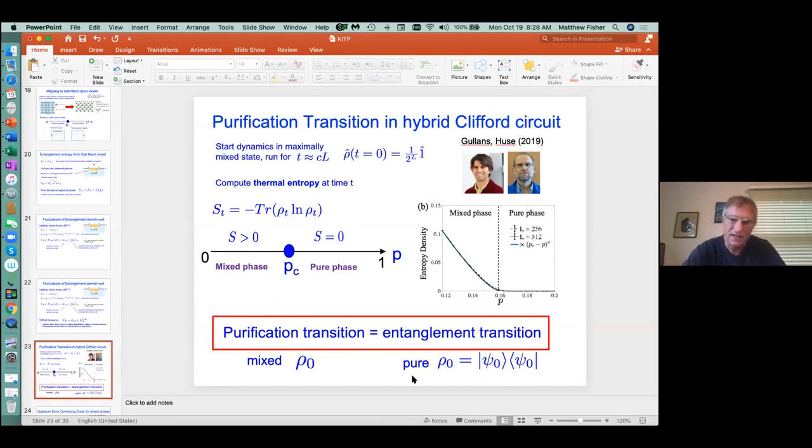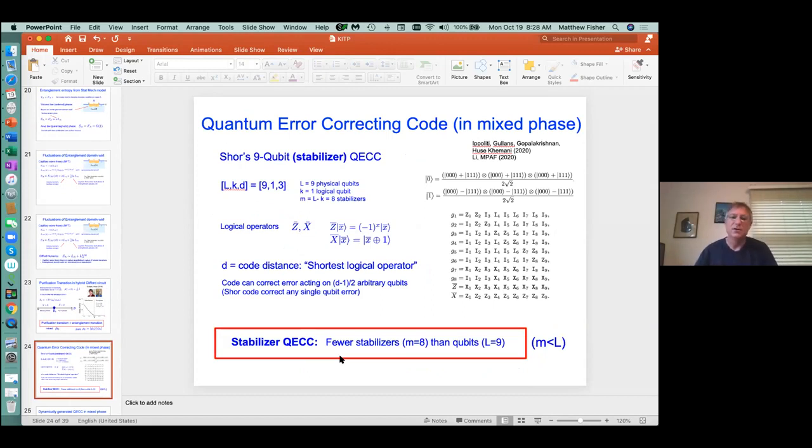The difference is that with the entanglement transition, we were considering the initial density matrix was a pure state, and in the purification transition, the initial density matrix was a maximally mixed state. Okay, in the last part of the talk, I want to describe how one can think about the mixed phase in terms of quantum error correction.